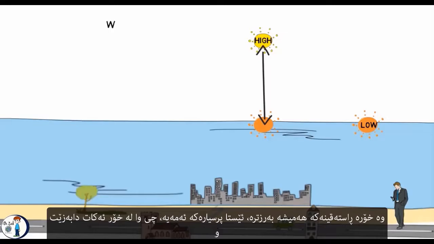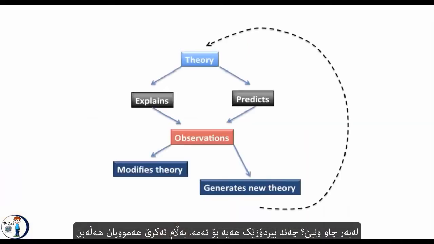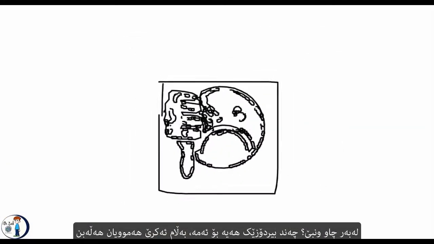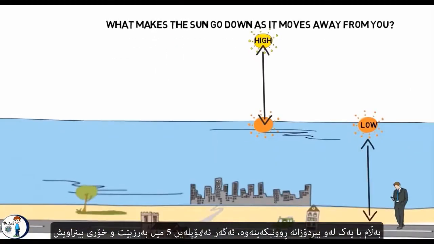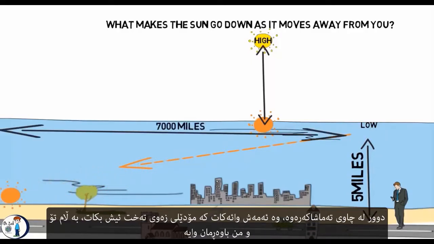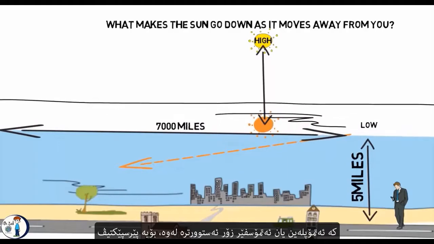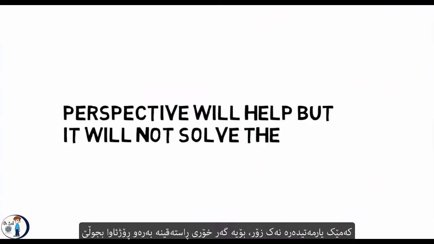Now the question is, what makes the sun go down as it moves away from you? There are a few theories about this, but they can all be wrong. But let us explain one theory. If the atmosplane is only 5 miles up, and the apparent sun is right above it, then yes, perspective can make the sun go down in less than 7,000 miles away from the observer. And this will make the flat Earth model work. But you and I believe that the atmosplane or atmosphere is a lot thicker than that, therefore perspective will help a little, but not a lot.